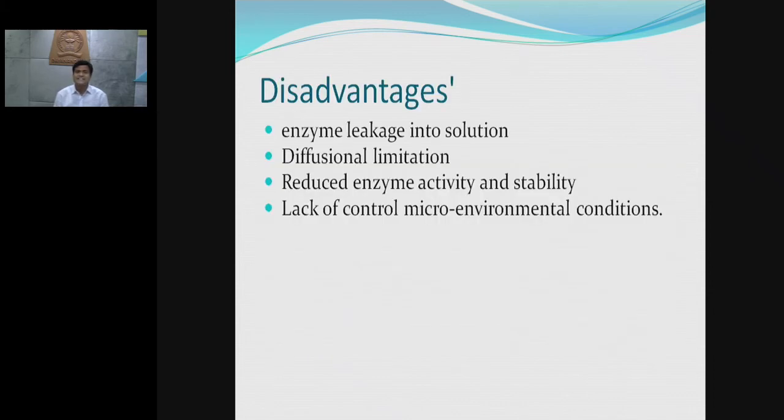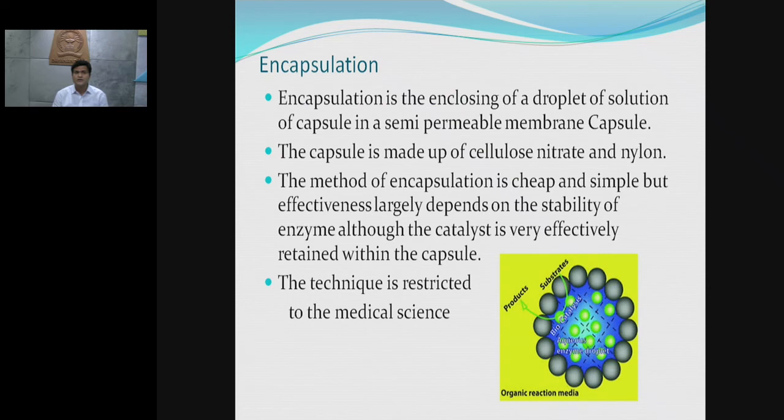So what are the disadvantages of this entrapment? There is quite a possibility of enzyme leakage into solutions. There are diffusional limitations, and sometimes there may be reduced enzyme activity and stability, and a lack of microenvironmental conditions. So this is very important. These disadvantages should be considered, and according to that we need to immobilize the enzyme onto a particular support.